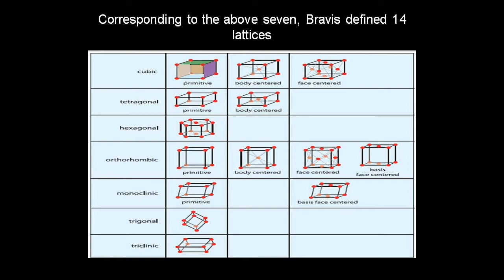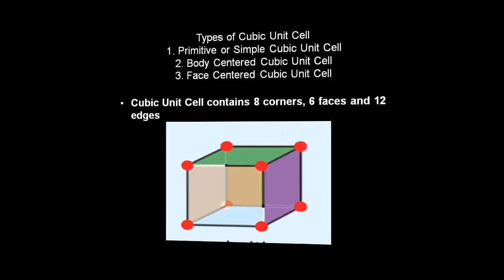In hexagonal, only 1. And orthorhombic, there are 4. One is primitive, another one is body centered. Then there is face centered, and another one is the base-centered. Next one, monoclinic: one is primitive and another one is base-centered. In trigonal only one, and triclinic also there is only one.